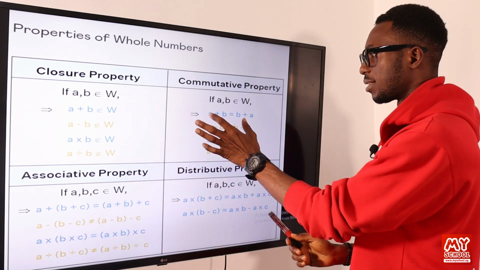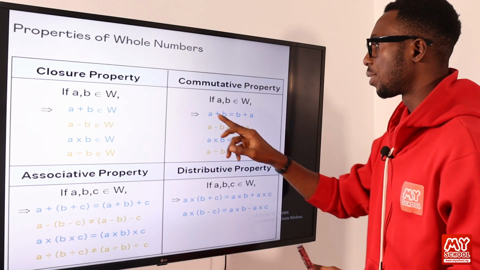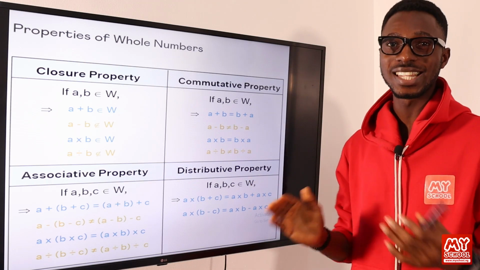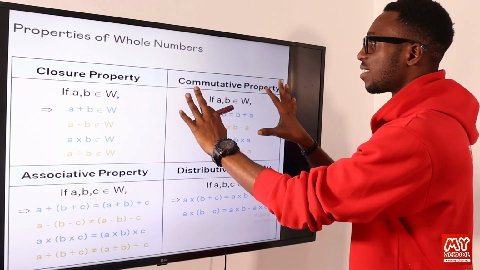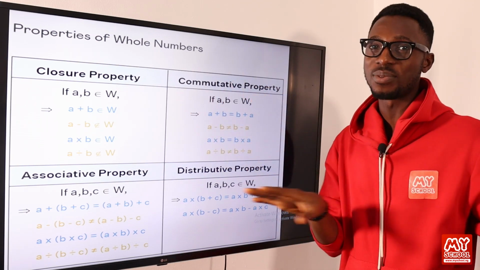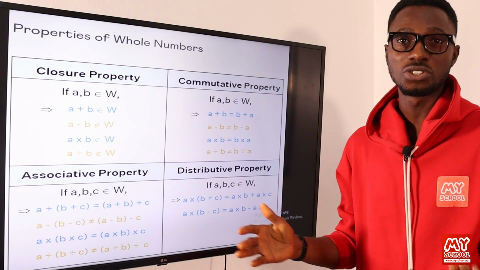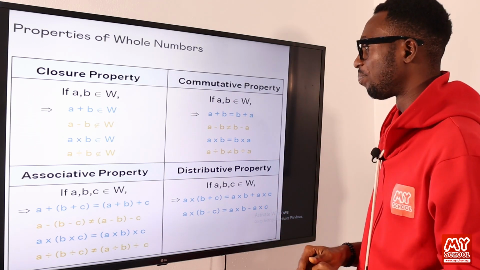Okay, so look at this. We've taken A to be 3 and B to be 4. So 3 plus 4 is actually the same thing as 4 plus 3. You are still going to get 7. Do we see that now? So under the commutative property, order is immaterial. No matter how you order your elements that are undergoing the operation, it doesn't affect your answer. You still get the same answer.